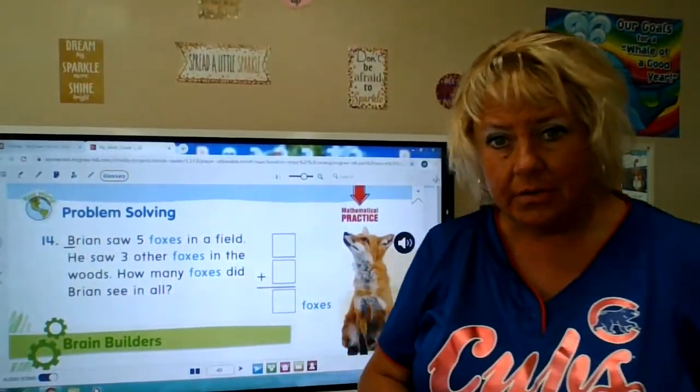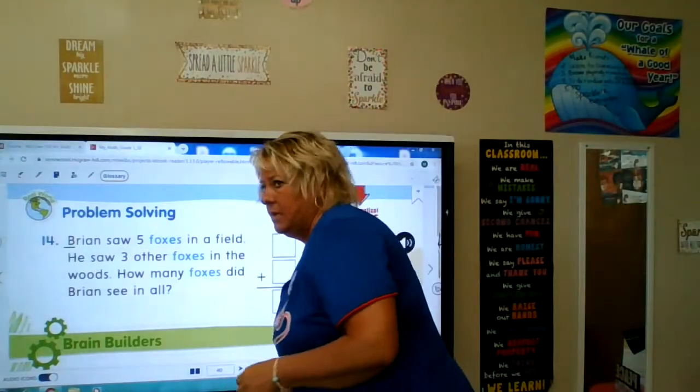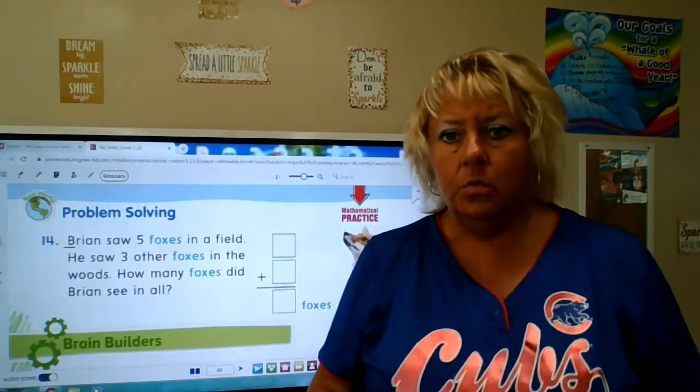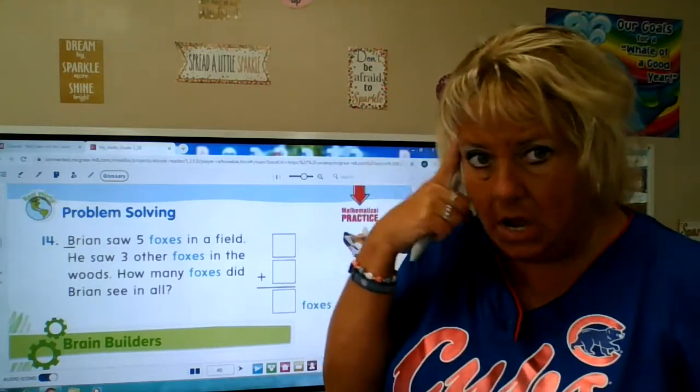Okay, now we're going to go to the problem-solving page. When we have a word problem, we read it, but we also underline what we already know.